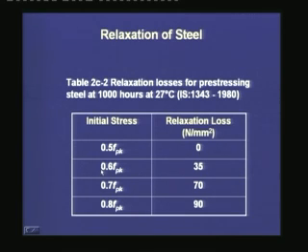If the initial stress is 60% of the characteristic strength, relaxation loss is 35 Newton per millimeter square. If the initial stress is 70% of the characteristic strength, then the relaxation loss is 70 Newton per millimeter square, and if the initial stress goes to the maximum limit, which is 80% of the characteristic strength, then the relaxation loss is 90 Newton per millimeter square.